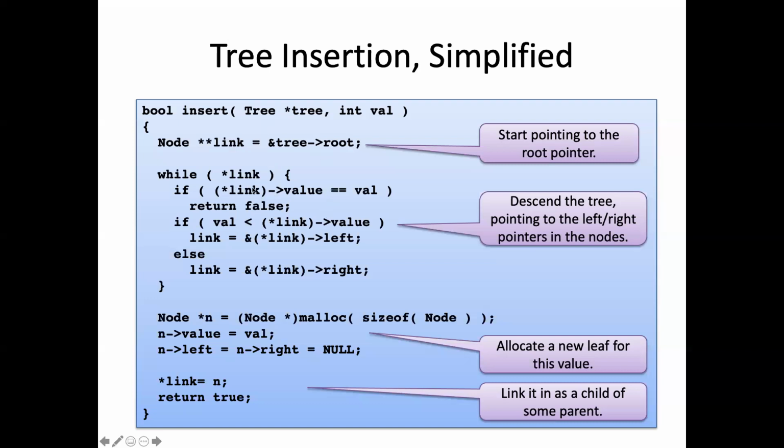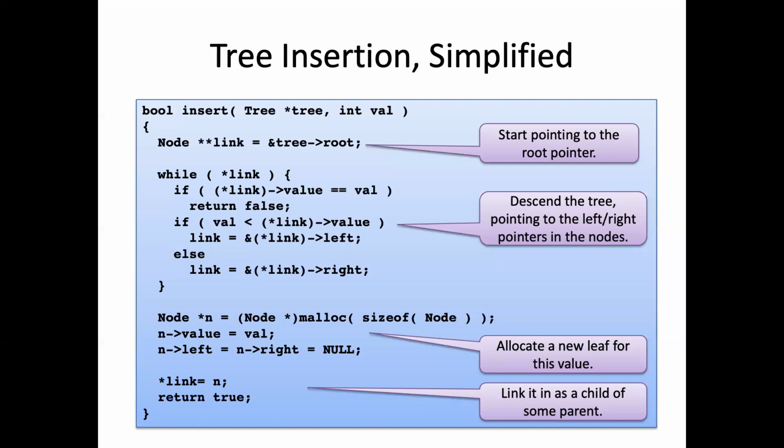I compare the value I want to insert with the value of the node I'm looking at. And if they match, here I've got it returning false. The way I wrote this code is we're not going to permit duplicate values in the tree. So if you try to insert a value that's already there, it tells you false. We could have written this differently. That's just what this example does. Otherwise, I see whether the value I'm trying to insert goes to the left or the right. And here's where we save a little bit of code. If it goes to the left, then link gets the address of the left pointer out of the node I was looking at. Otherwise, it gets the address of the right pointer out of that node.